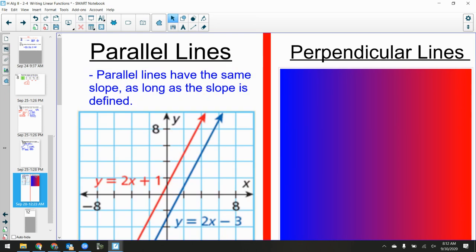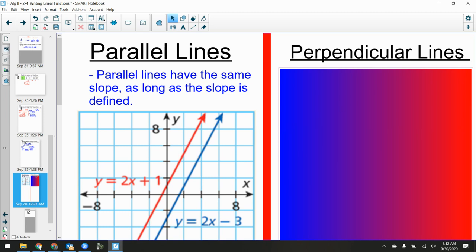Parallel lines will always have the same slope as long as the slope is defined. When is the slope undefined? In a vertical line. And wouldn't we all agree that any 2 vertical lines are going to be parallel to one another? So this is the only caveat there. It's as long as the slope is defined, but if it's not defined, it's vertical anyway, so those are parallel.